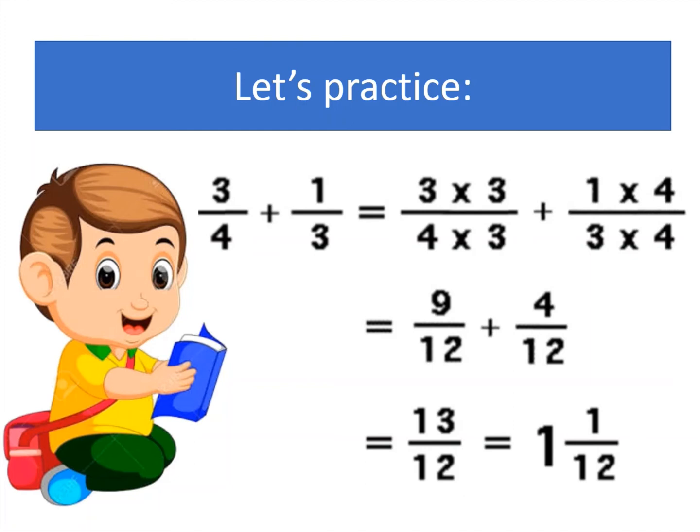But is it the correct answer? The numerator is bigger than the denominator. This is an improper fraction. So we need to turn this improper fraction into a mixed fraction after dividing. That will come with the answer 1 and 1 upon 12.